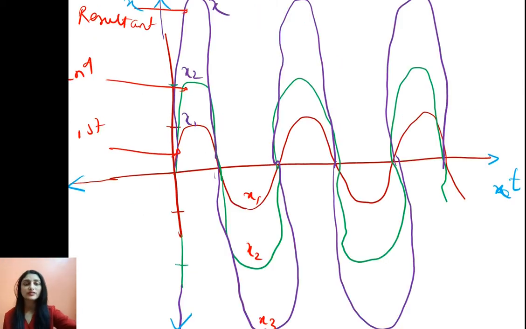Now this is the rough sketch I can get. Suppose the red line indicates the first SHM, and the second, green line indicates the second SHM acting on the particle. Now when they are in phase, as you can see, the first SHM and the second SHM are in phase because crest is coinciding with crest and trough is coinciding with trough. So the resultant will be the sum of the amplitudes. So x1 plus x2 will be x. That is the resultant which I am getting, which coincides with the crest and trough of the individual displacements, and it is the sum of the two displacements.